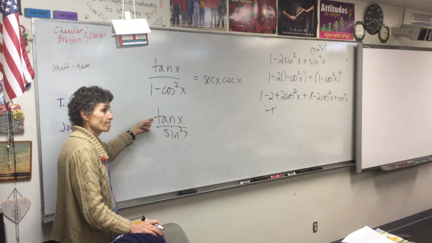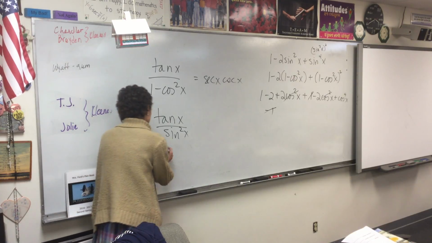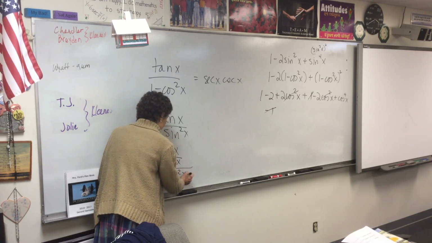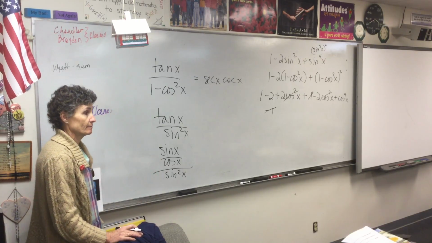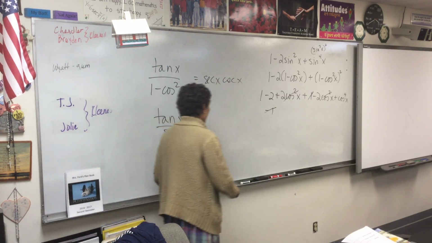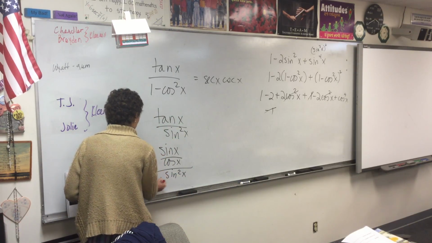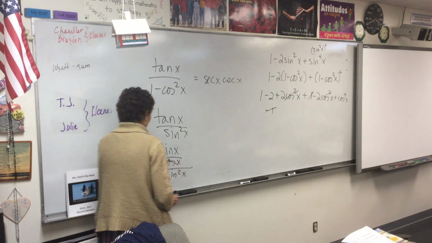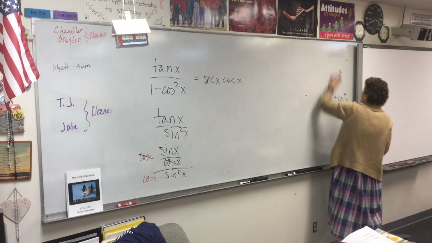What about tangent? What's tangent? Sine over cosine. So let's just change it to sine over cosine, see what happens. So now I've got sine over sine squared. That's a mess. You can simplify that any way you want. I will always simply multiply by the common denominator, which is cosine.